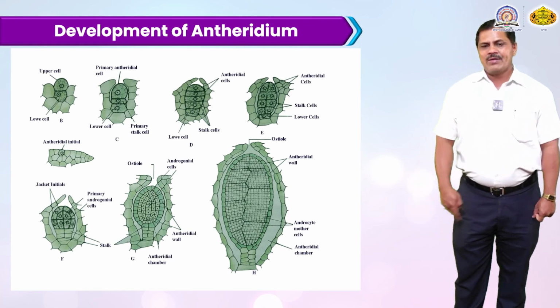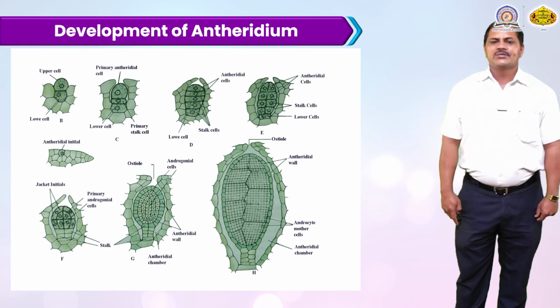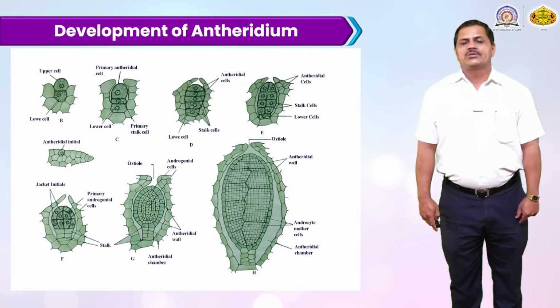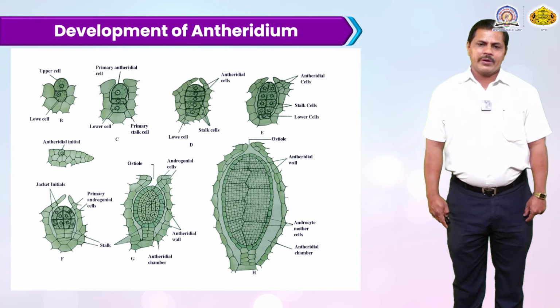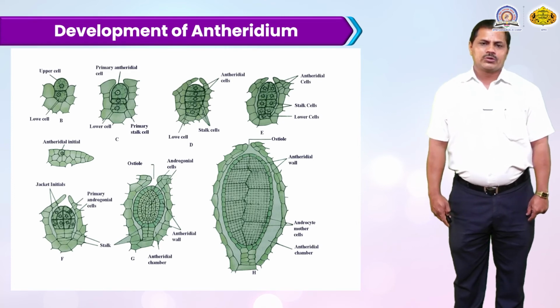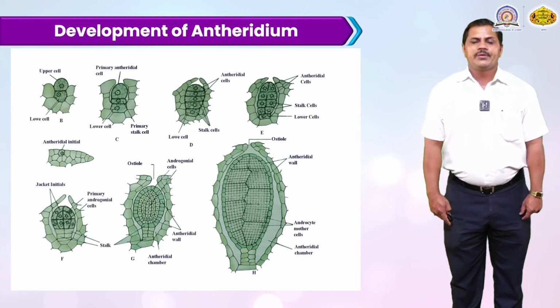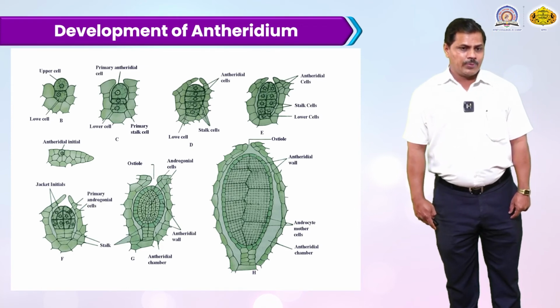After the division continues, an antheridial cell is formed. The basal portion is called the stalk cell, and the lower cell can also develop into the antheridial cell. They can also divide and redivide by meiosis, and the lower cell develops further.